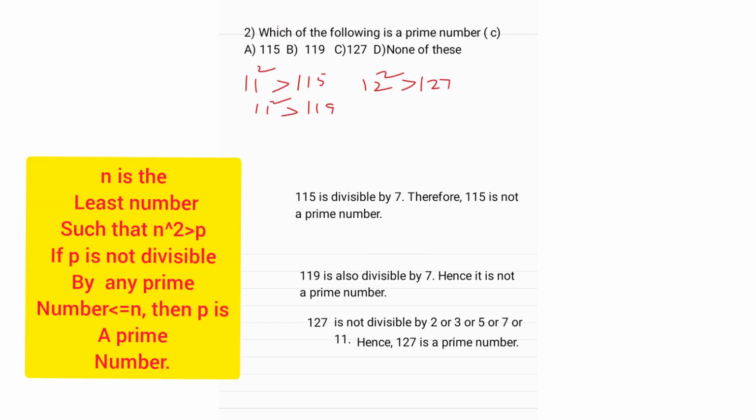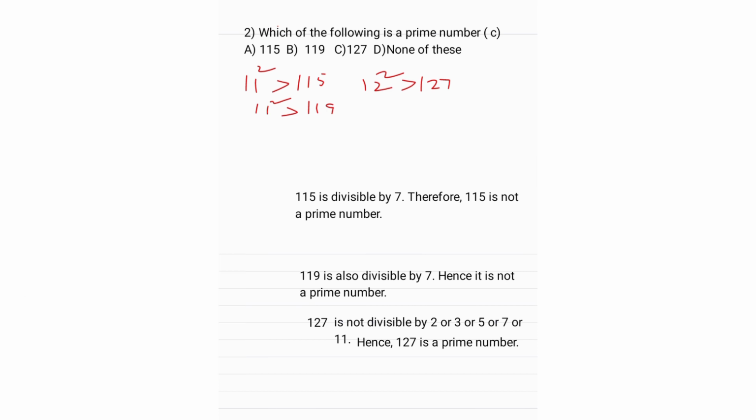Now let's move on to the next question. Which of the following is a prime number? P is a number and n is the least number such that n square is greater than p. If p is not divisible by any prime number less than or equal to n, then p is a prime number. According to the given condition here, 115 and 119 are divisible by 7, but 127 is not divisible by any prime number less than this. Therefore, 127 is a prime number.